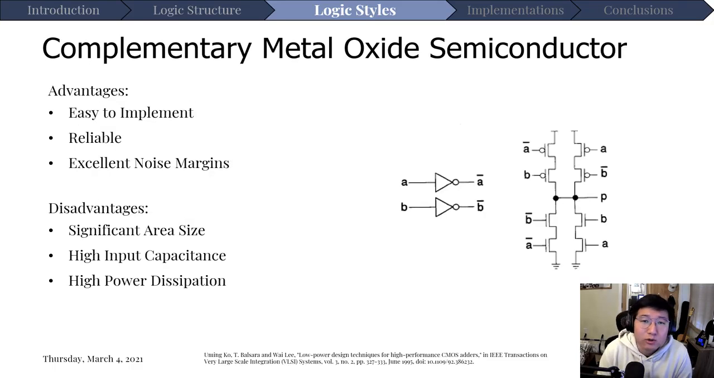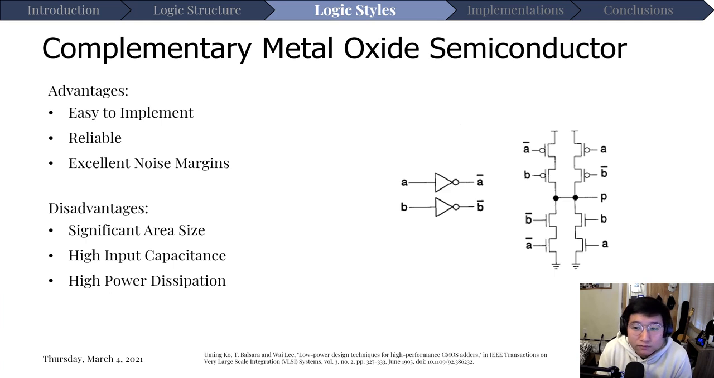So the first, again, we're just coming back to our standard CMOS, complementary metal oxide semiconductor, right? Since generally we know what CMOS is like, we see it on the right. We'll talk about the advantages and disadvantages that CMOS has over many of these other logic styles. The advantages are, number one, it's very easy to implement and it's reliable, and on top of that, it has excellent noise margins.